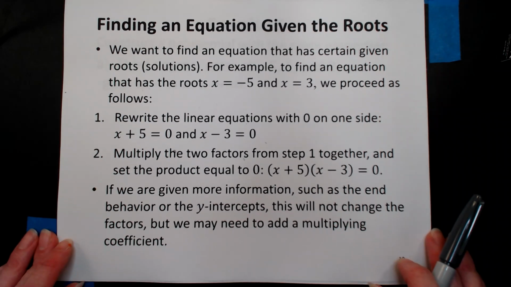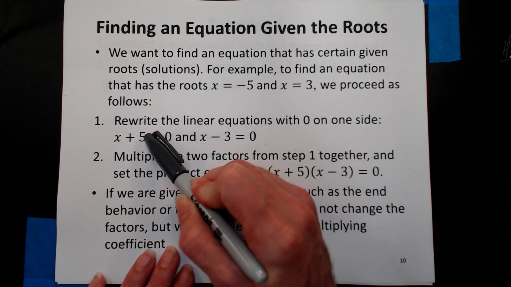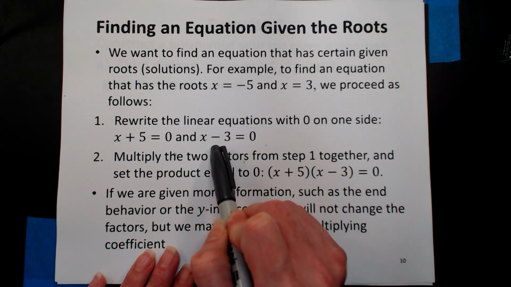Alright, one other thing in this section is find the equation given the roots. So if we want to find an equation that has given roots, for example, the roots x equals negative 5 and x equals 3, we proceed as follows. We rewrite the linear equation with 0 on one side. We have x plus 5 equals 0 and x minus 3 equals 0. So in other words, we just moved this negative 5, made it positive 5, and moved this 3 to the other side and made it negative 3.